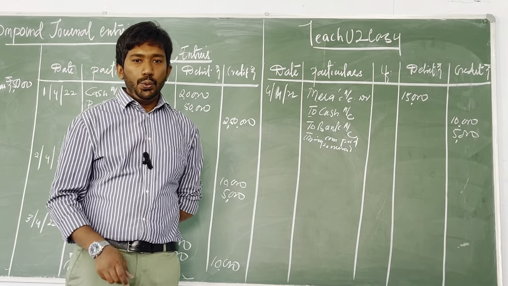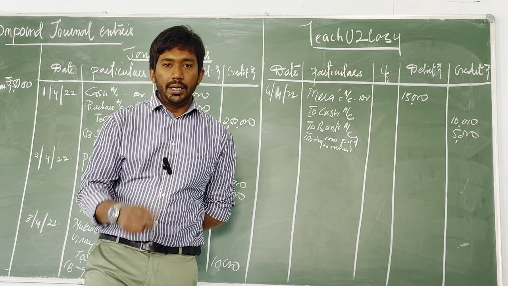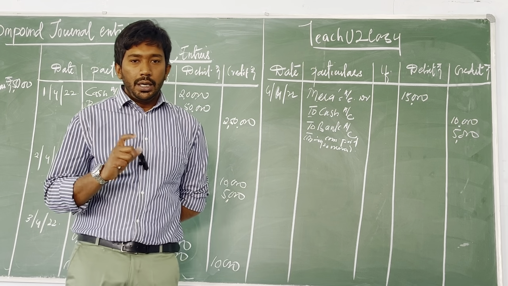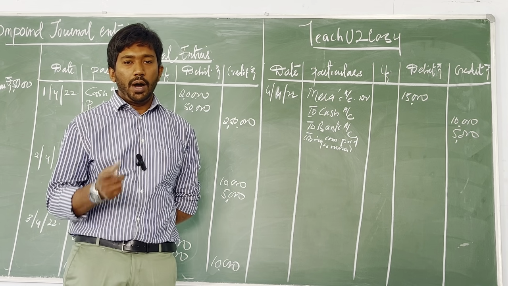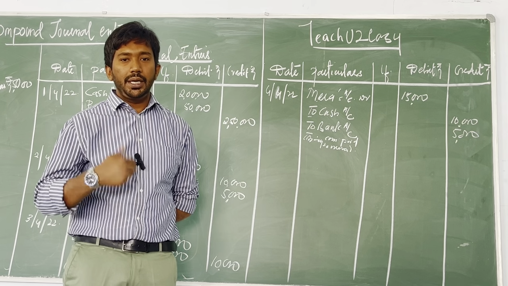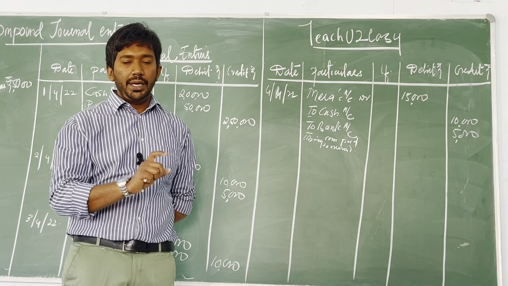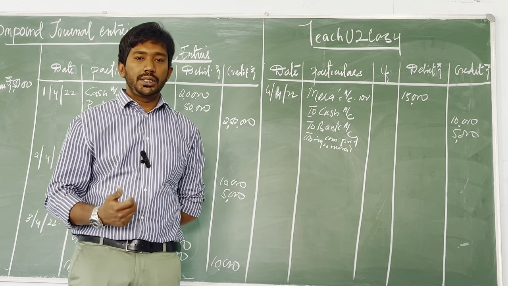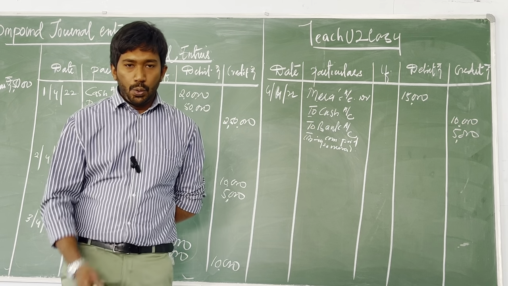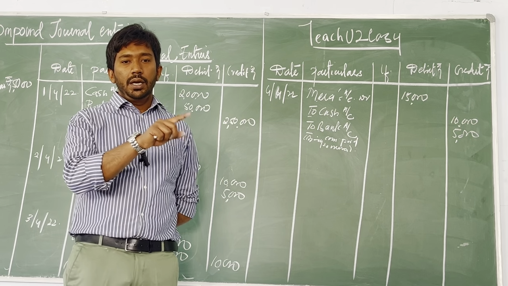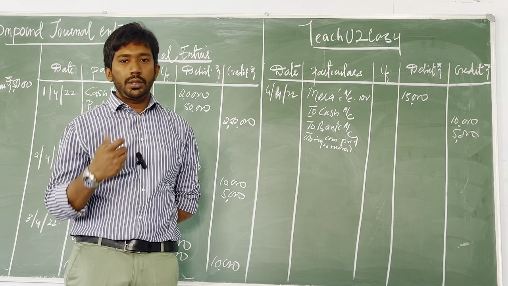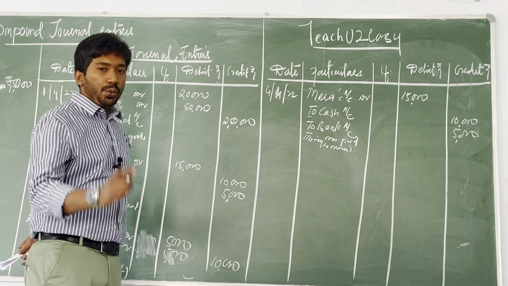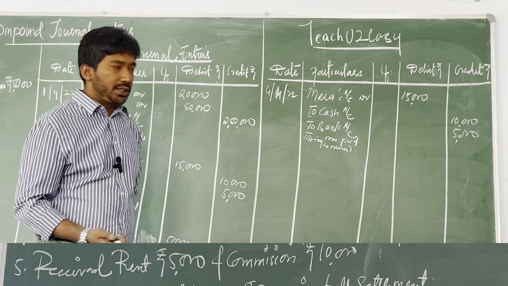I told you in the previous video also when I explained journal entries, all the transactions revolve around cash. You have to just consider whether cash is coming in or cash is going out. If it is coming in, debit the cash and write down the against via how the cash is coming, and when it is going out, credit the cash and see to what mode or medium the cash is going out. So here when you receive the rent and commission, cash is coming in.